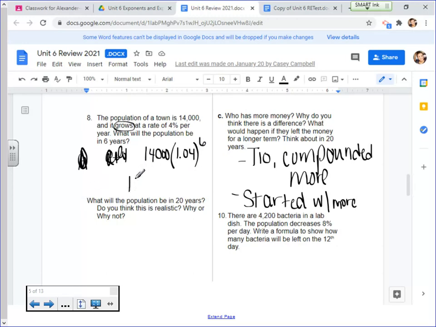17,000 something. We're going to just leave it 714 because we're not going to have 0.47 of a person living in our town. That's just not going to happen, and we're not going to talk about that.